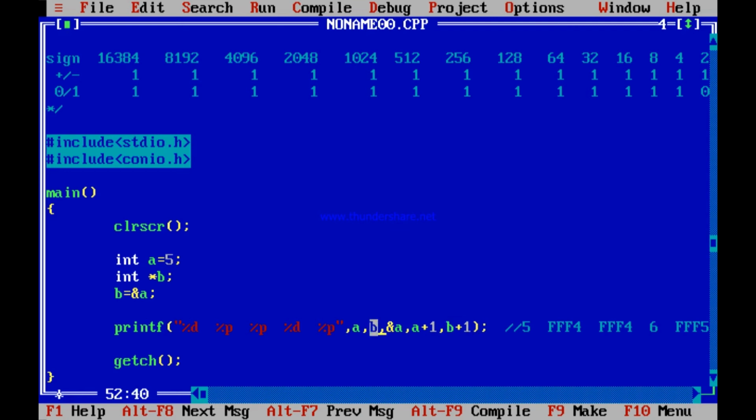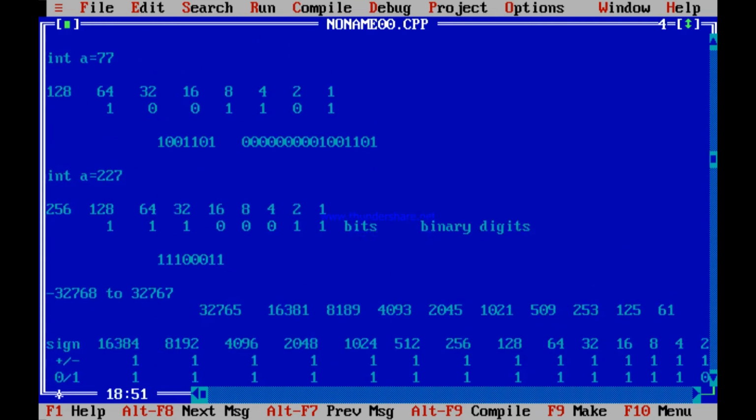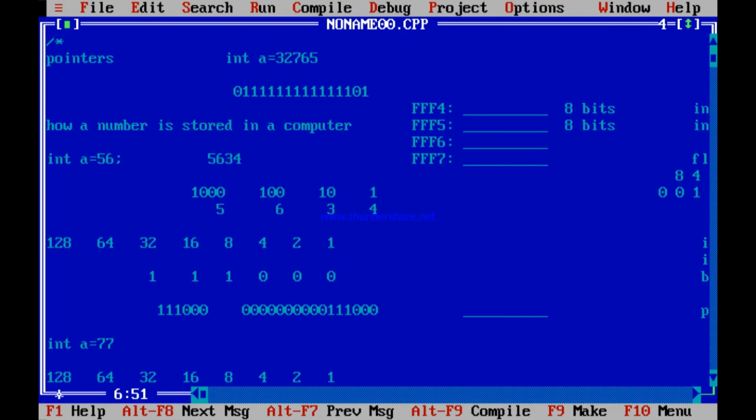Remember, B is a memory location, FFF4. Writing B plus 1 means you are instructing the C program to go to the next memory location. The next memory location that can contain another number is not FFF5 but FFF6, because FFF4 and FFF5 together contain the 5. It is two memory locations that A, or 5, is taking. So there are two memory locations.